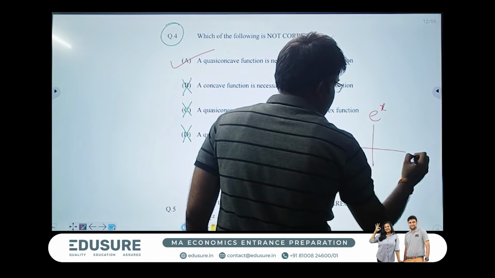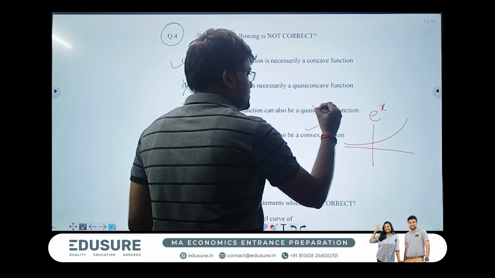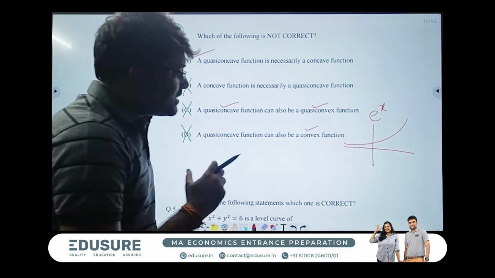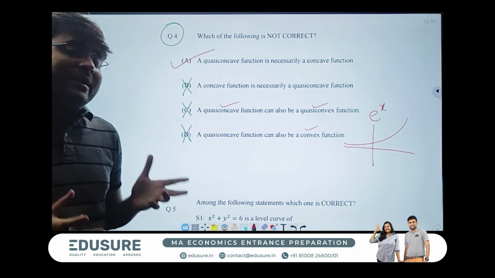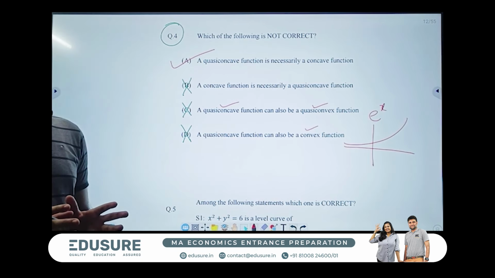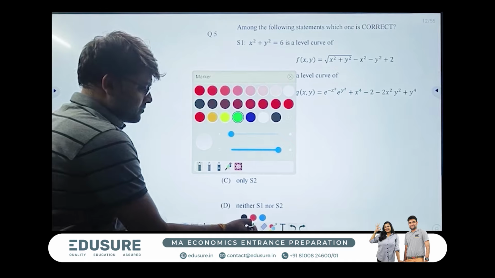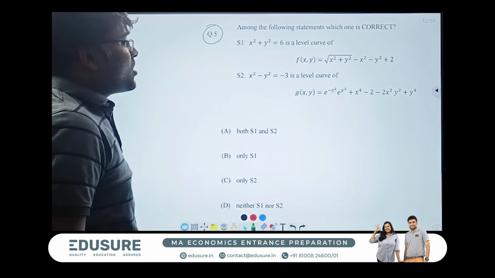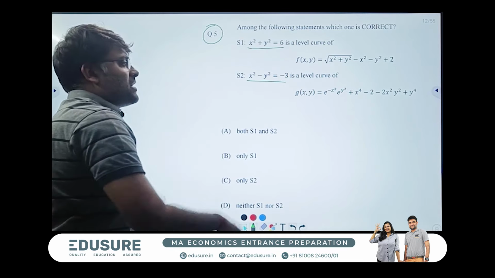E to the power x looks like this. This is a convex function, it's a quasi-convex function, and it is quasi-concave as well. So a function can be convex, quasi-convex and quasi-concave all together as well. Okay. So answer is A here. JAM 2023 question number 5. So we need to talk about whether these two are level curves of F and G.